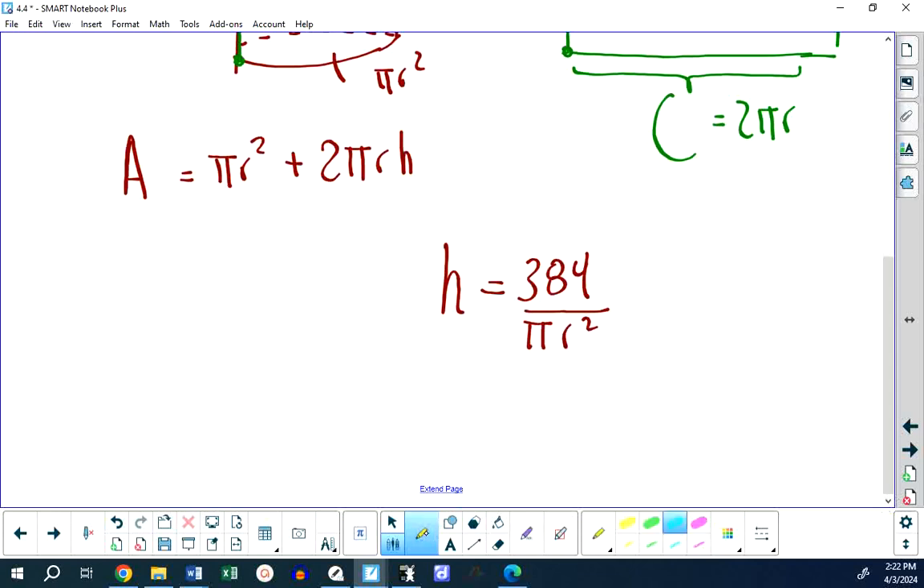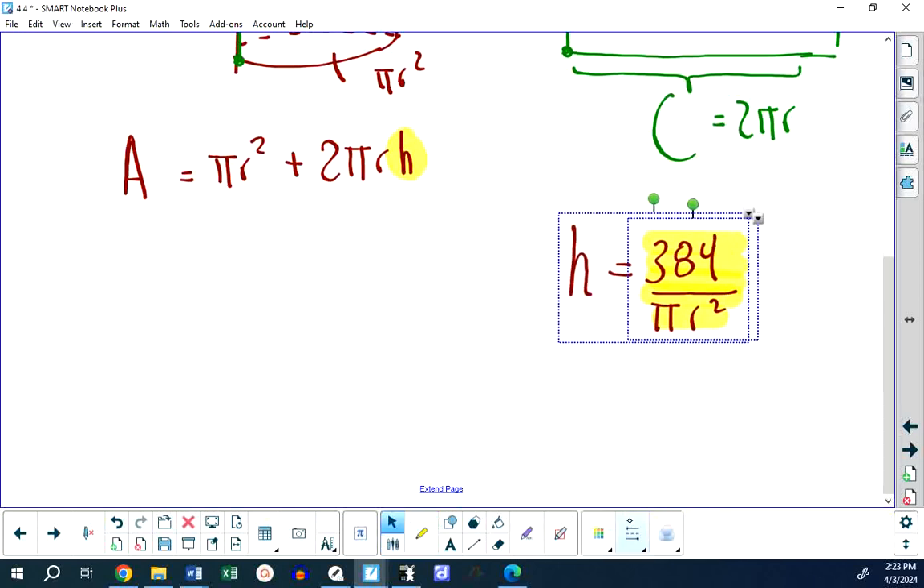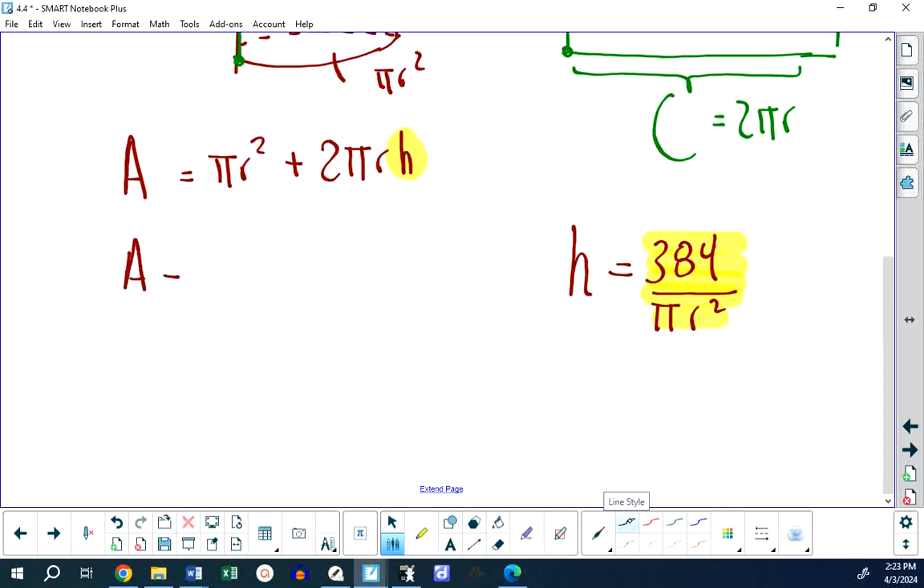This can go right there. And then we got the problem beat, at least in terms of the tough part, which is traditionally finding the equation in max-min problems. So area will be equal to pi r squared plus 2 pi r times h, which is 384 over pi r squared.